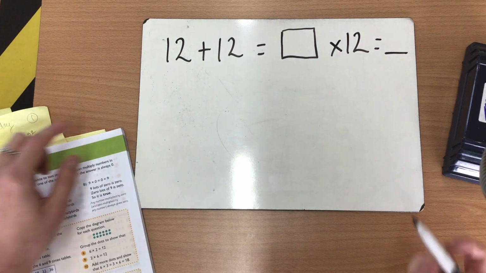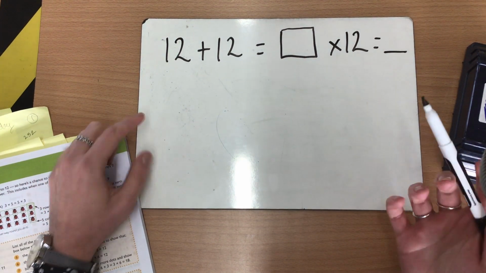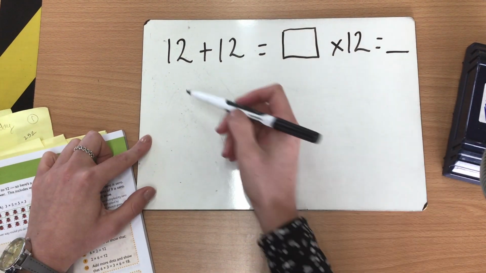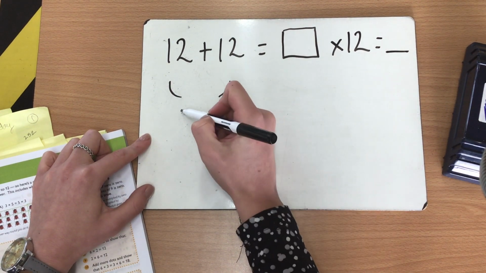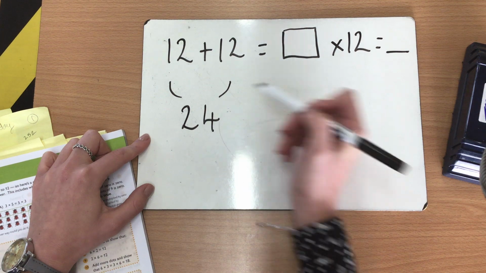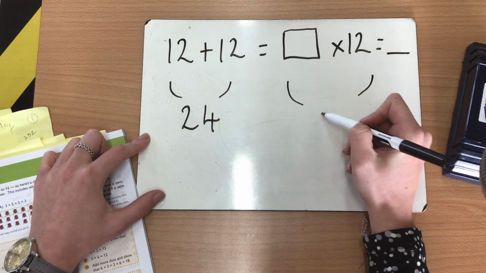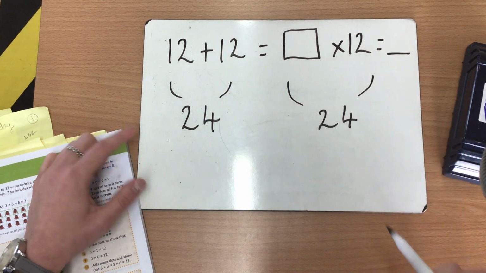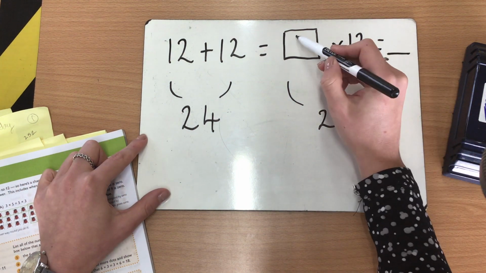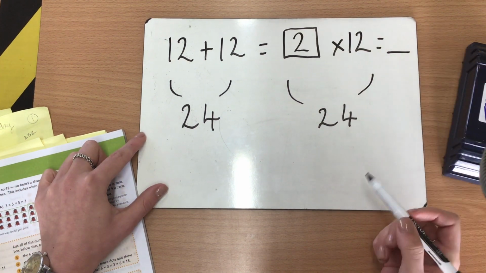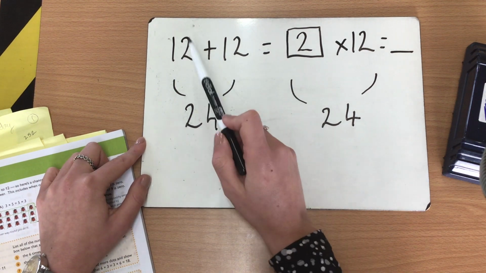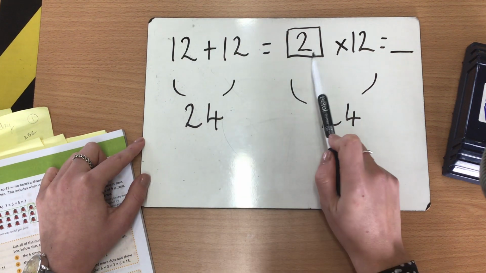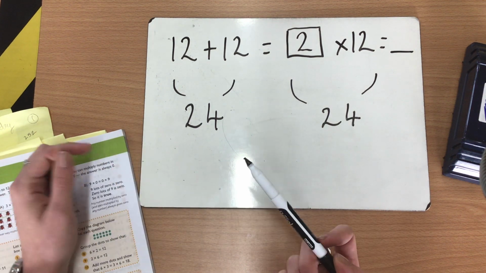So first of all, I need to work out the answer to each side of my calculation. So here I've got 12 add 12. Now I know that 12 add 12 would give me 24. So that means this side also needs to be 24. Well, I times 2 by 12 to give me 24. And if I look back at this question with the repeated addition, I've got 2 lots of 12. So it's exactly the same question.